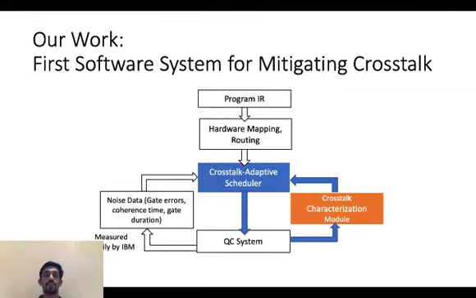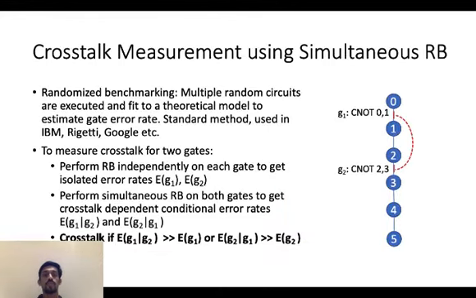So now I'll first describe our crosstalk characterization methods. To characterize crosstalk, we first need a method to measure the gate error rates. There is a standard way to do this. It is called randomized benchmarking. The idea behind RB is that if I want to measure the error rate of a 2-qubit gate, I can create multiple random circuits where this gate is invoked, along with other random single-qubit gates. And we can execute a lot of these circuits on the real device, measure the data, and fit the data to a theoretical model, and estimate the gate error rate.